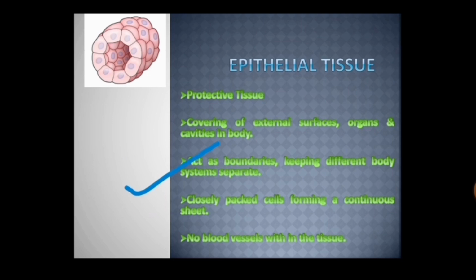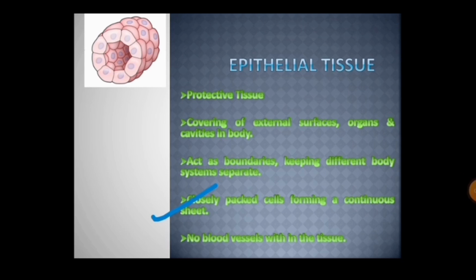Now let us talk about another important characteristic. These are closely packed cells forming a continuous sheet, right? So they are closely packed cells. The epithelial tissue is made of many cells, and these cells are closely packed, meaning they have very less intercellular space. Since the intercellular space is less, therefore the intercellular material is also less, right?